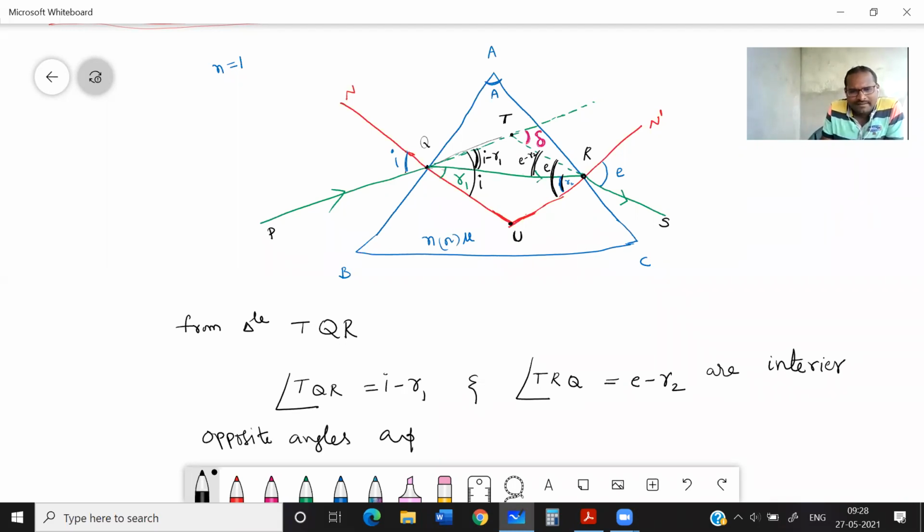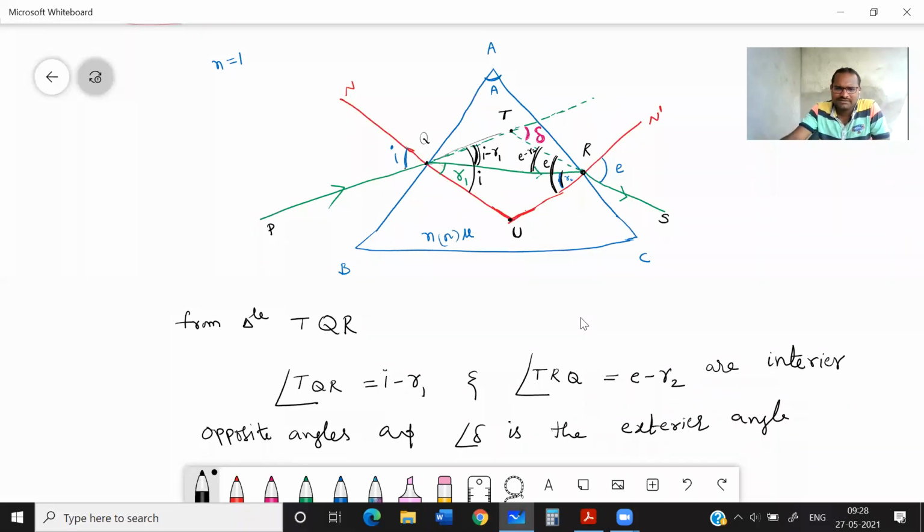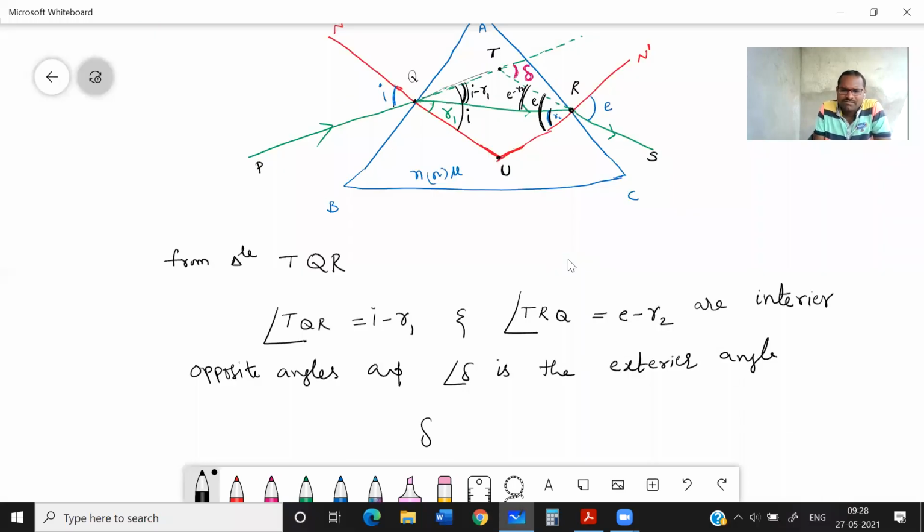And angle delta is the exterior angle. We know from the properties of a triangle that the exterior angle is equal to the sum of the two interior opposite angles, meaning I minus R1 plus E minus R2. This is the equation I am writing from the properties of a triangle.